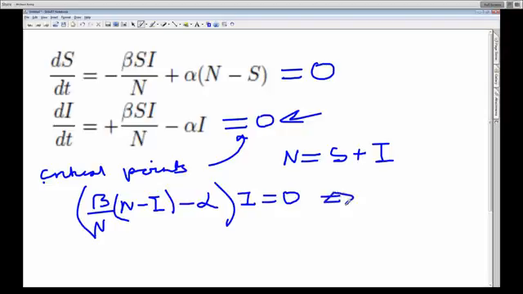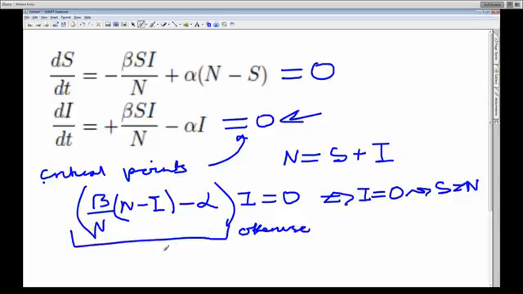That implies that either I is 0, which means no person is infected. And if no one's infected, you can plug in here and quickly get that everyone is susceptible, i.e. a situation where there's no disease in the population whatsoever, but it's ripe. If disease ever entered at all, there's a chance that people can get infected. Otherwise, this factor here could equal 0, and you can get solutions that way.